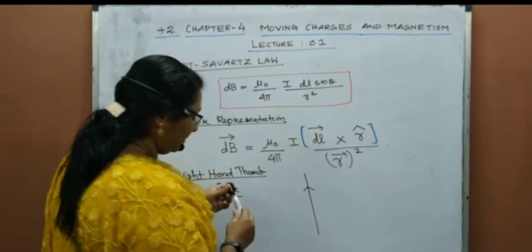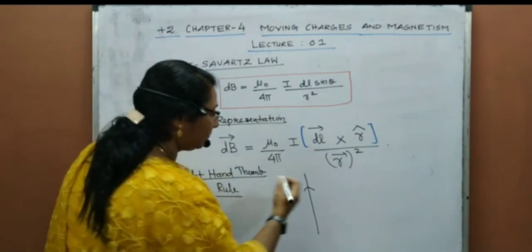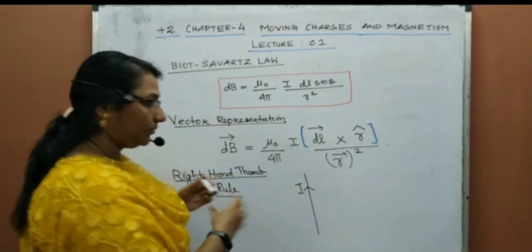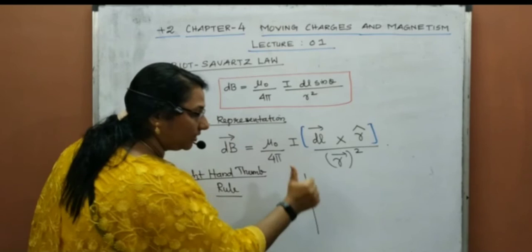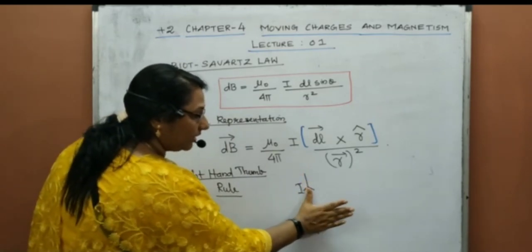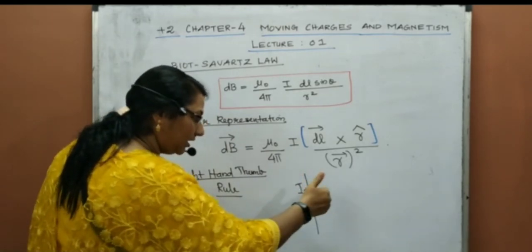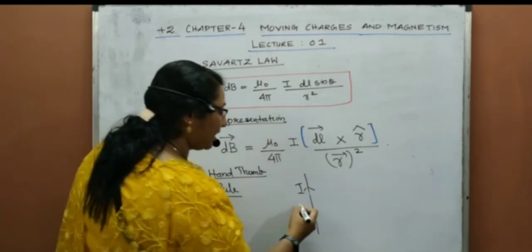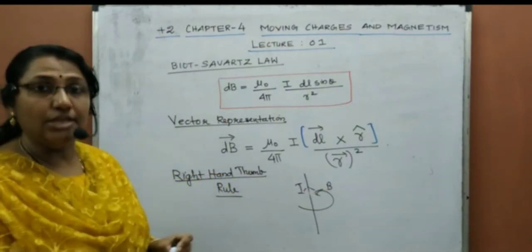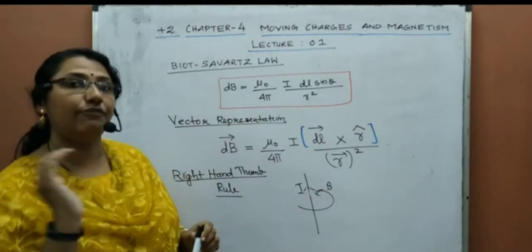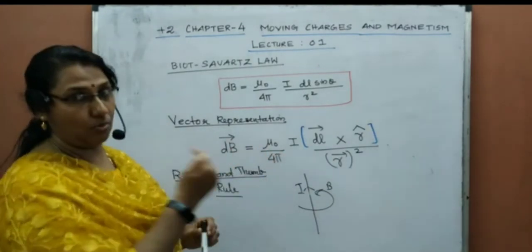If this is the straight current carrying conductor, current in the upward direction, take your right hand, thumb in the direction of current. Then fingers curl like this. So this is the direction of the magnetic field surrounding the conductor. So if the conductor is straight, the field will be round.